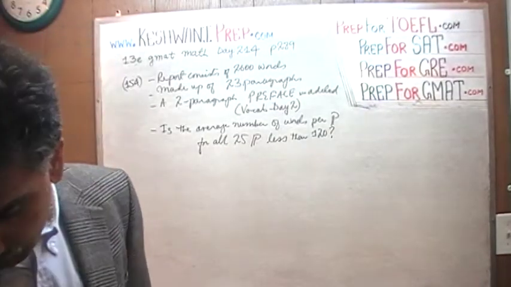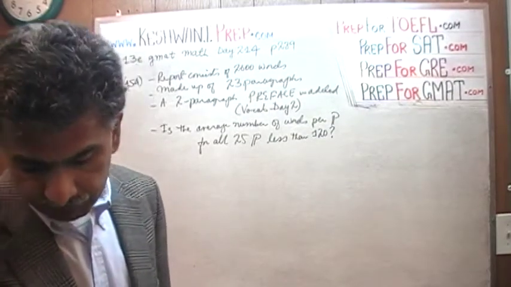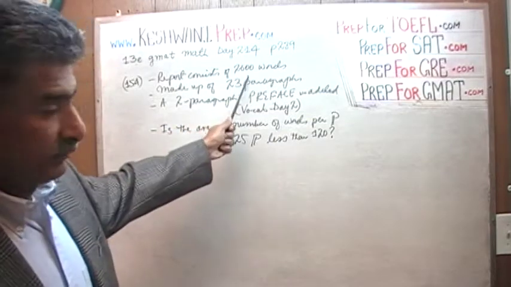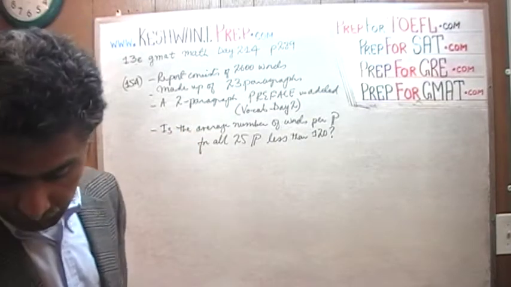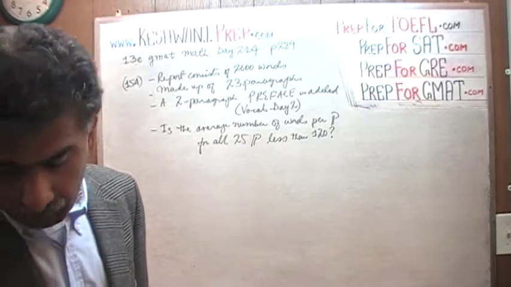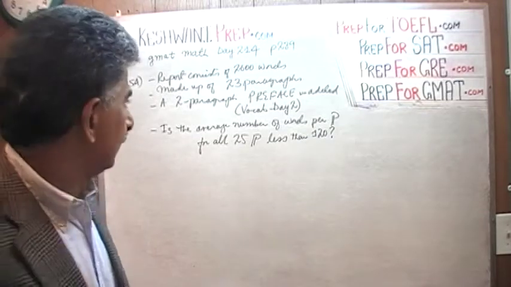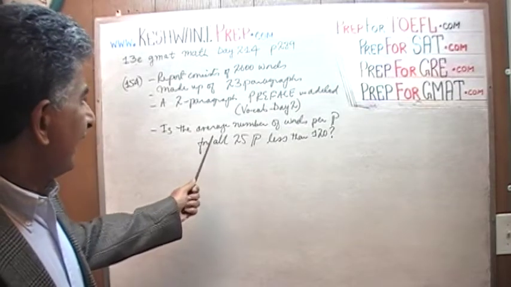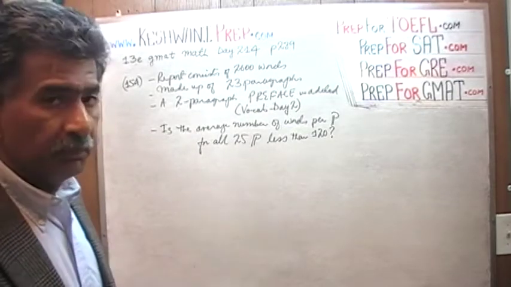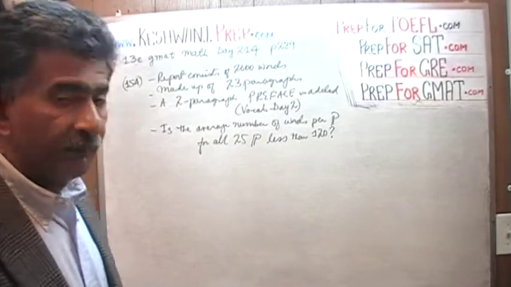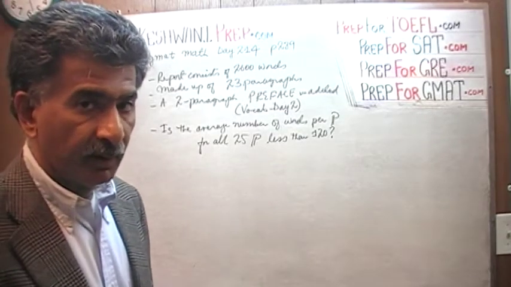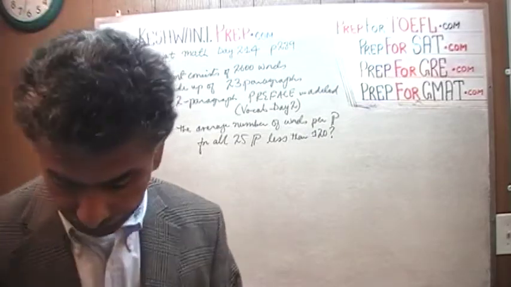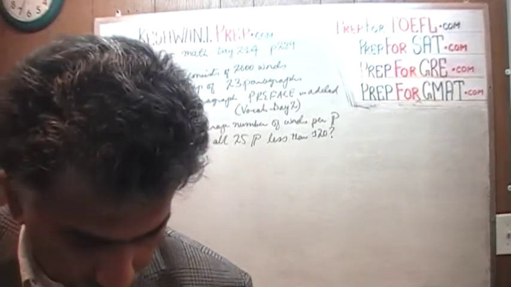We are told that our report consists of 2,600 words and is divided up into 23 paragraphs. We are told that a two-paragraph preface is added, and the question simply is: is the average number of words per paragraph for all 25 paragraphs, including the preface, less than 120? That's all it is. Let's see what we can do. Let's see what they tell us.